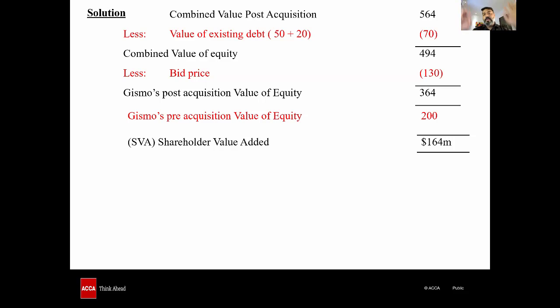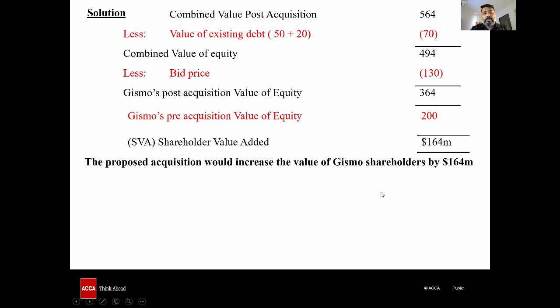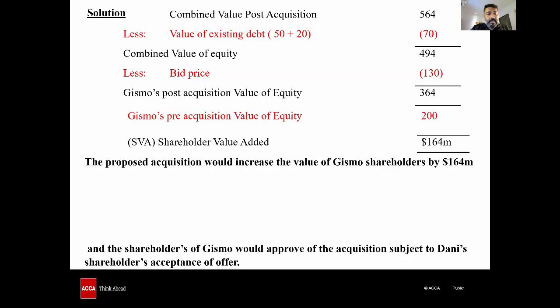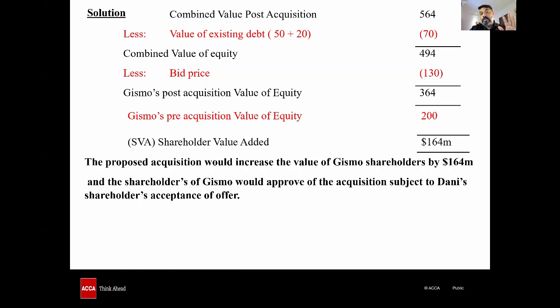Hence, that's it. Accept. If you want professional marks, you have to bring up skepticism and commercial acumen. What are you supposed to write? First, you need to write that since shareholder wealth is added, the Gizmo shareholders will be ready to acquire it. What are the bare minimum things you're supposed to write? The proposed acquisition would increase the value of Gizmo shareholders by 164 million, and the shareholders of Gizmo would approve the acquisition. Danny is supposed to sell it, subject to Danny's shareholders' acceptance of the offer.